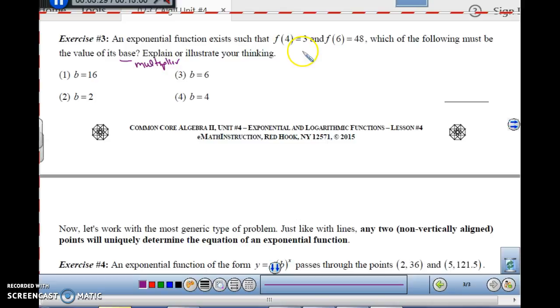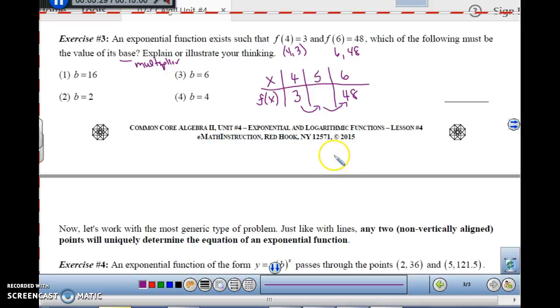f of 4 is equal to 3 is the point (4, 3). And f of 6 equals 48 is the point (6, 48). So here's what's happening. We have our x and we have our f of x. Let's say x is 4, y is going to be 3. We don't know what 5 is, but we do know that 6 is going to be 48. So we had to multiply by the same thing twice. Our starting value on this point is going to be 3.